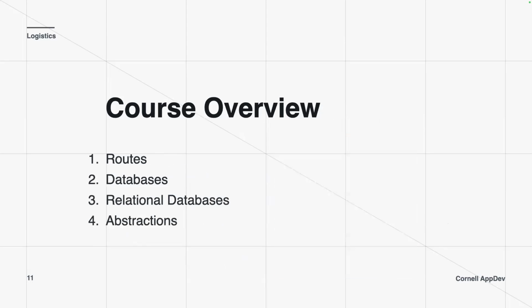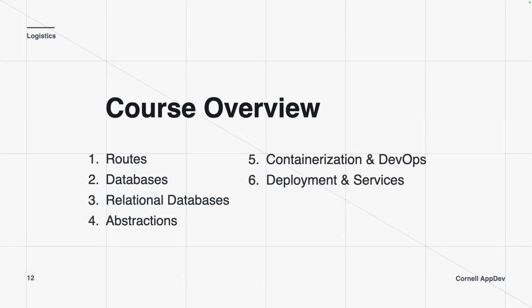So then, yeah, this is going to be the course overview. The first 4 weeks are going to be routes, databases, relational databases, and abstractions. These are the main core concepts for setting up a database and creating your own backend. The next 2 topics are containerization, DevOps, and deployment. This is how you're going to allow others to use your backend, in a sense. And then the last 2 weeks is going to be Hack Challenge, which I'll talk more about later.